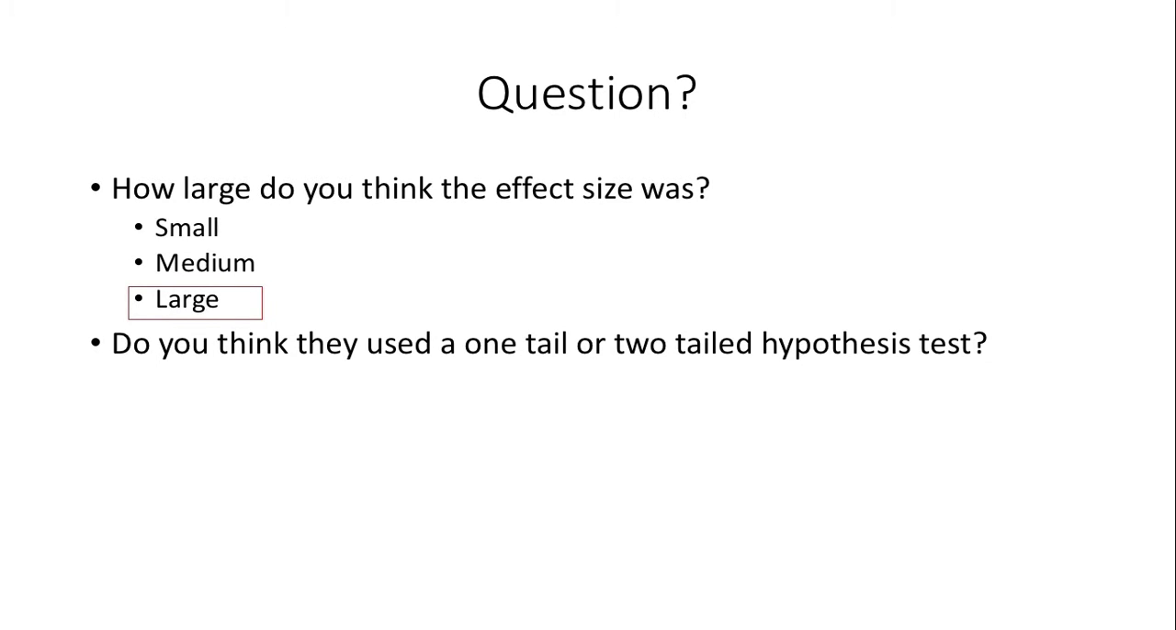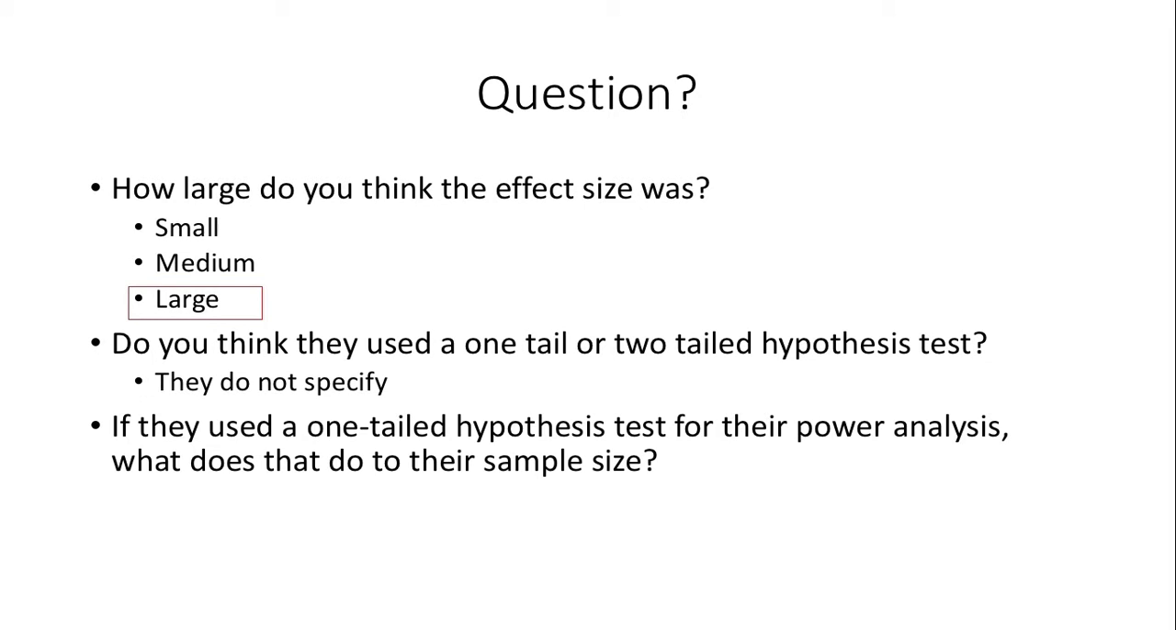Do you think they used a one-tailed or a two-tailed t-test hypothesis? Well, they didn't really specify, but if we go through some examples with some sample size software, we can look at that. But if they did use a one-tailed t-test for their power analysis, what would that do to their sample size? Would it increase it or decrease it? What would decrease the sample size they would need?